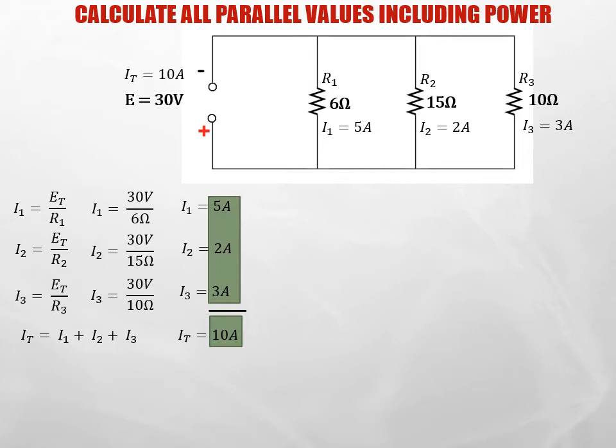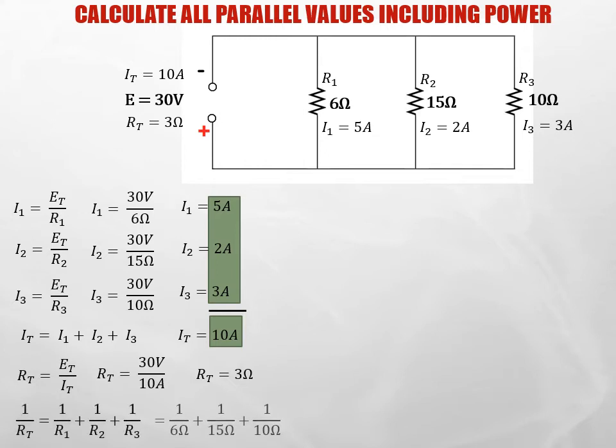Now that we have the total circuit current, we can find the total circuit resistance, again using basic Ohm's law. And we end up with 3 ohms. We also could have used the reciprocal sum formula and again arrived at 3 ohms.